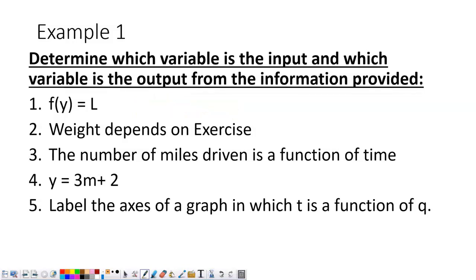Number 2, weight depends on exercise. So I've got 2 variables here, weight and exercise. Now this is the verbal representation. Whenever we have a verbal representation of a function, the one that comes first is the output. So my output is weight. And therefore the other variable, which is exercise, would be my input.